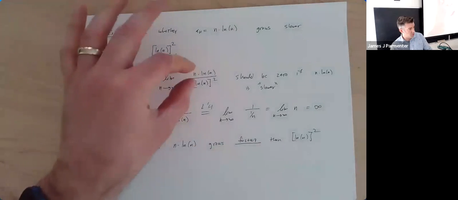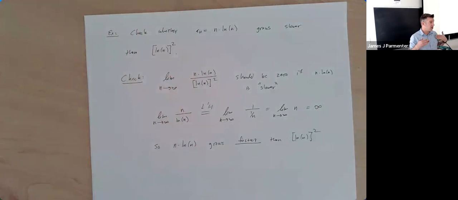So when you take a limit of a quotient like this, if the limit is 0, that means the top thing is the slower grower. If the limit is infinity, that means the top thing is the faster grower. And if the limit's some constant, then you don't really get to say one's faster than the other. Questions about this?